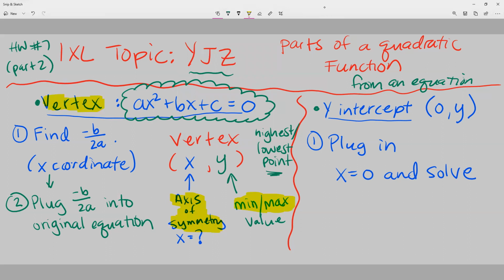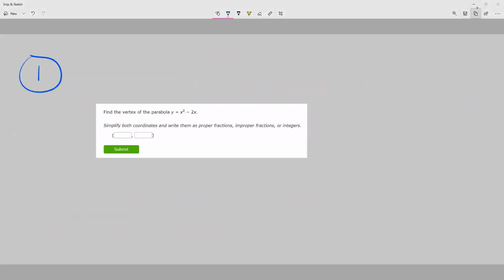The fourth thing that you'll need to know how to do is the y-intercept, which is a little different than the others. Basically, you just need to plug in 0 for x, and then solve for what y would be. Because really the y-intercept is going to be 0, some number, because it's on the y-axis. So you want x to be 0, and then you solve for that. Okay, let's try some examples.